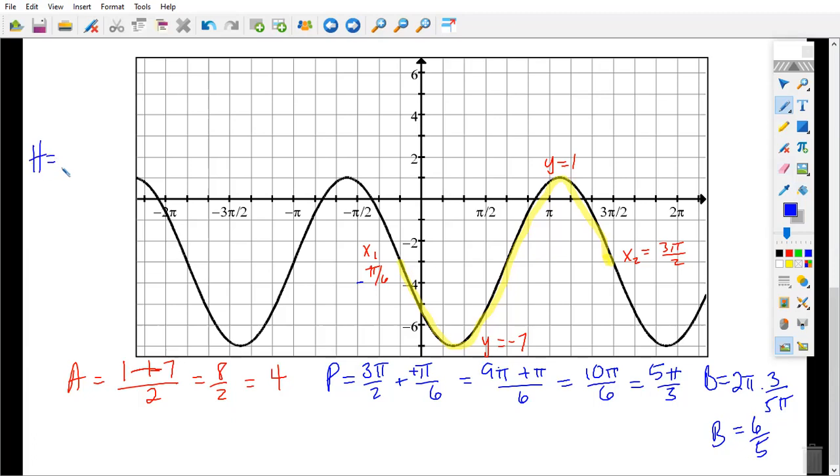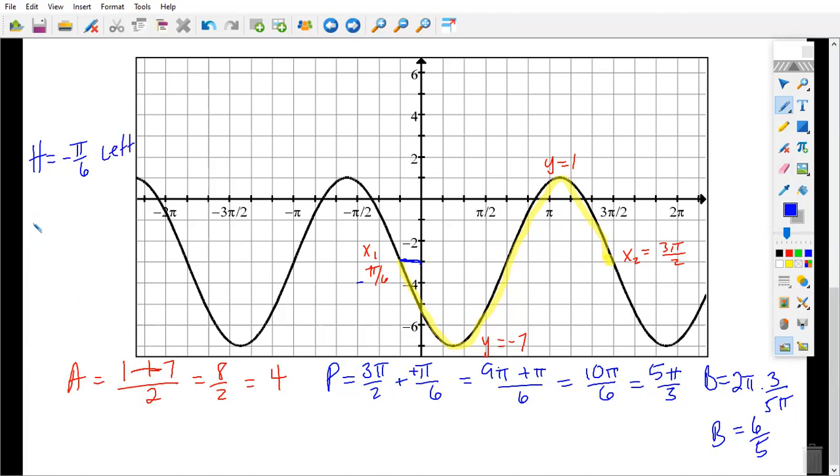The distance from the Y. So just literally, how far am I from the Y axis right here? Negative pi over 6. Pi over 6, right? Yep. You can put the negative to remind yourself that you went to the left.